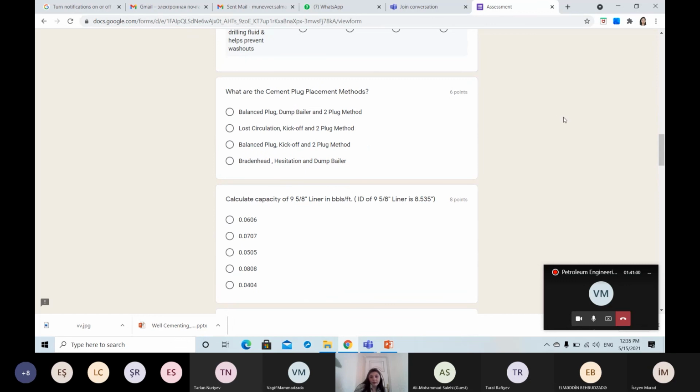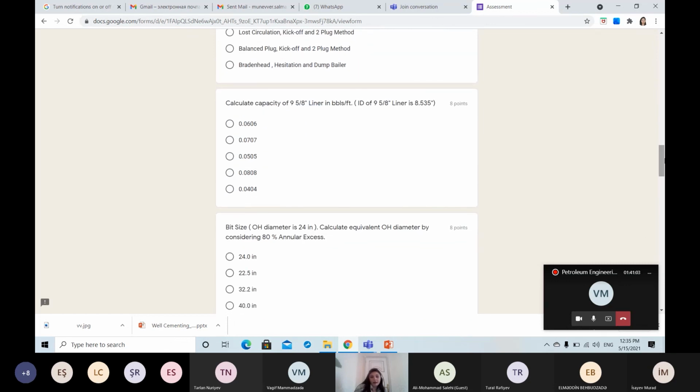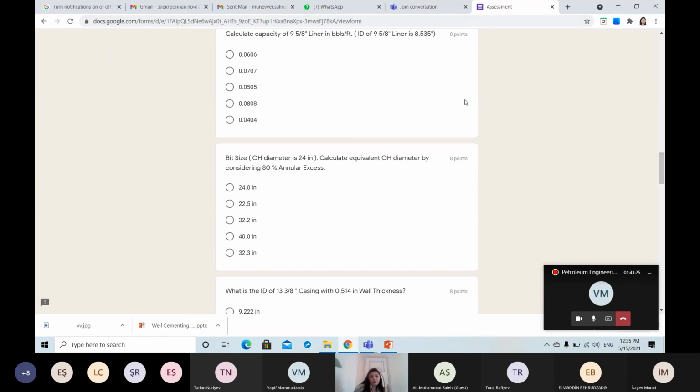So this one also, like balanced plug, two plug method. You had this for calculations. We have covered this. I hope you have written the formula down and you can find it also on the internet. So you take diameter squared, divided by 1029.4. Okay, this will be your capacity. You are using inner diameter for capacity calculations. Bit size open hole is provided for equivalent open hole diameter. You are calculating capacity by 24 inch. Then you multiply it by 1.8 because it's 80% annular excess.